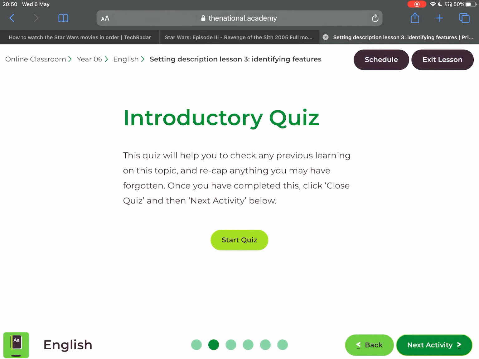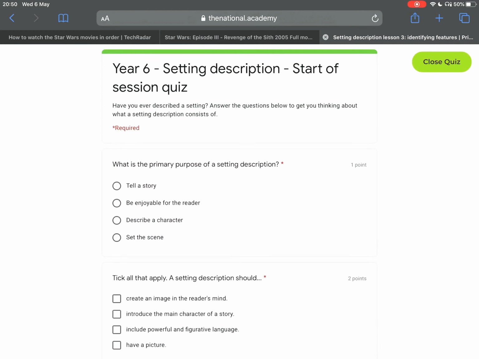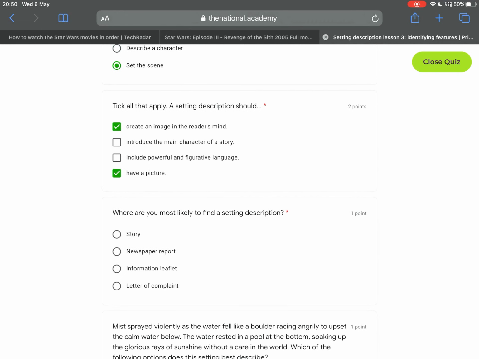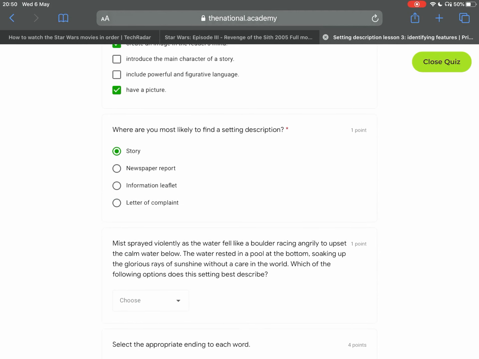So in the introductory quiz here, as always, you start with 1. What is the primary purpose of a setting description? That will be set the scene. To call that apply, a setting description should create an image in the reader's mind and have a picture. Where are you most likely to find a setting description? That would be a story.